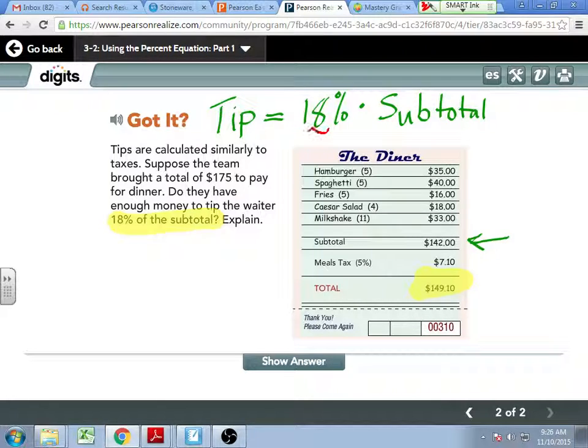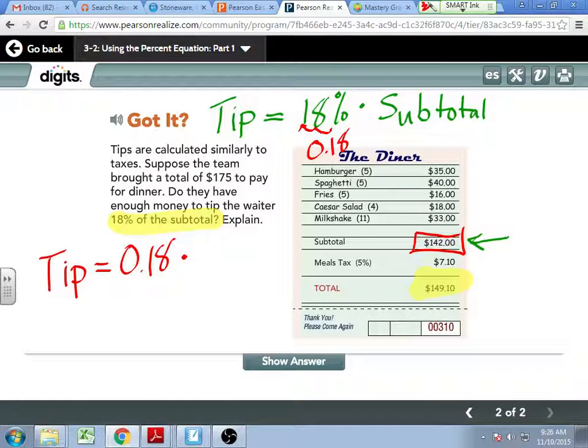Yeah, we got to move this decimal over. So we use 0.18. So I'm going to say my tip is 0.18, and then what do I use for subtotal? My subtotal is 142. Yeah, so we use that subtotal right here. My tip amount, we can just say T, ends up being $25.56. Thank you for saying it correctly.